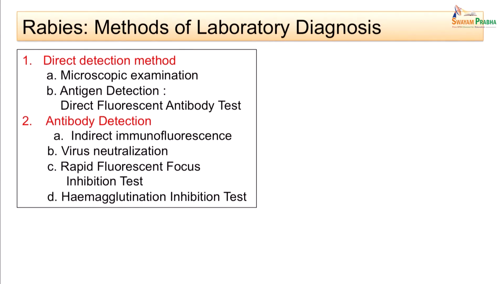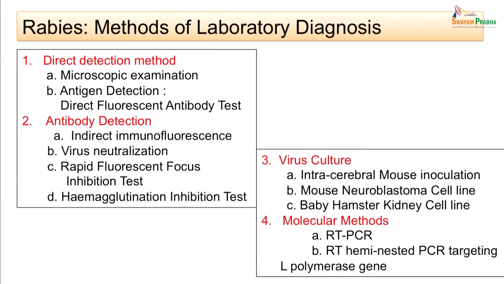So, these are the commonly used methods for demonstration of antibodies in serum as well as in CSF. The other methods are the virus culture. So, virus culture can be done using intracerebral mouse inoculation. The intracerebral inoculation is done in suckling mouse, or it can also be done by in vitro cell culture inoculation. The commonly used cell lines are mouse neuroblastoma cell line and baby hamster kidney cell line. Now, the viral growth in infected animal as well as in vitro cell culture can be demonstrated by direct immunofluorescence test.